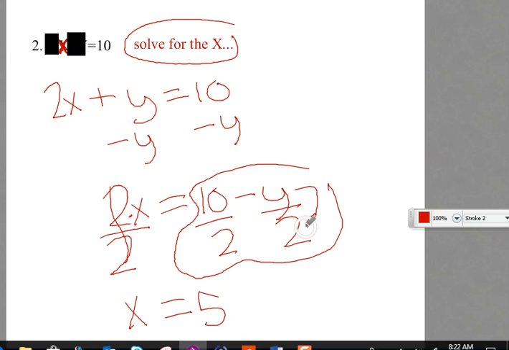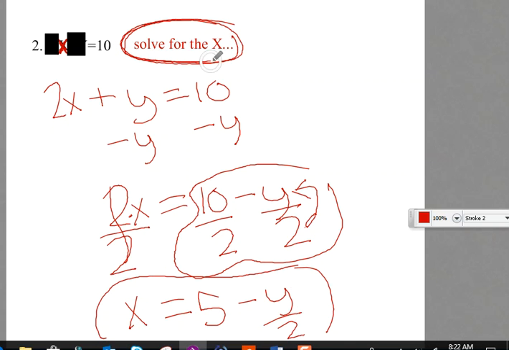And these guys, they're not like terms, right? So we're going to leave this as negative y divided by 2. And this is our solution. Once you have the x all by itself, then you are done. And you can see that it's okay that we have more than one variable in this problem. Okay, let's go ahead and look at another question.